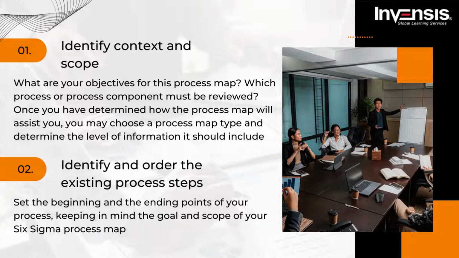Once you have determined how the process map will assist you, you may choose a process map type and determine the level of information it should include. Second, identify and order the existing process steps. Set the beginning and the ending points of your process, keeping in mind the goal and scope of your Six Sigma process map. Add more shapes to indicate process phases, inputs, outputs, material transit, and so on. Utilize process mapping symbols to distinguish between these phases graphically.